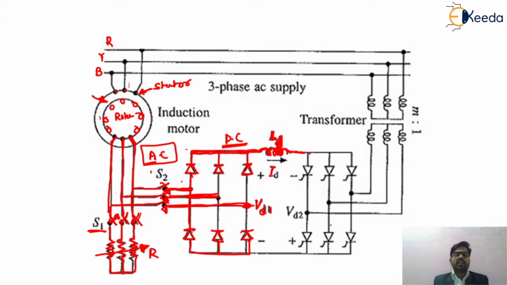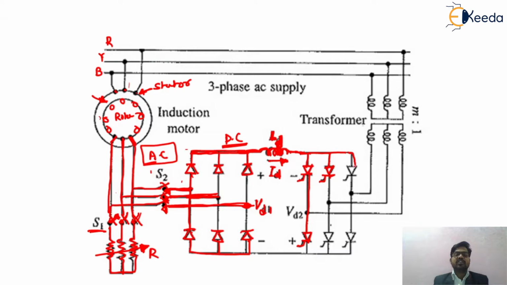So the current flowing through that particular inductor is called Id, and the direction of this current is shown by this arrow. Now this will be the part of the second converter. Basically this is the second converter. It is a thyristor-fed inverter circuit. As we know, in a three-phase rectifier circuit, we are getting pure DC.